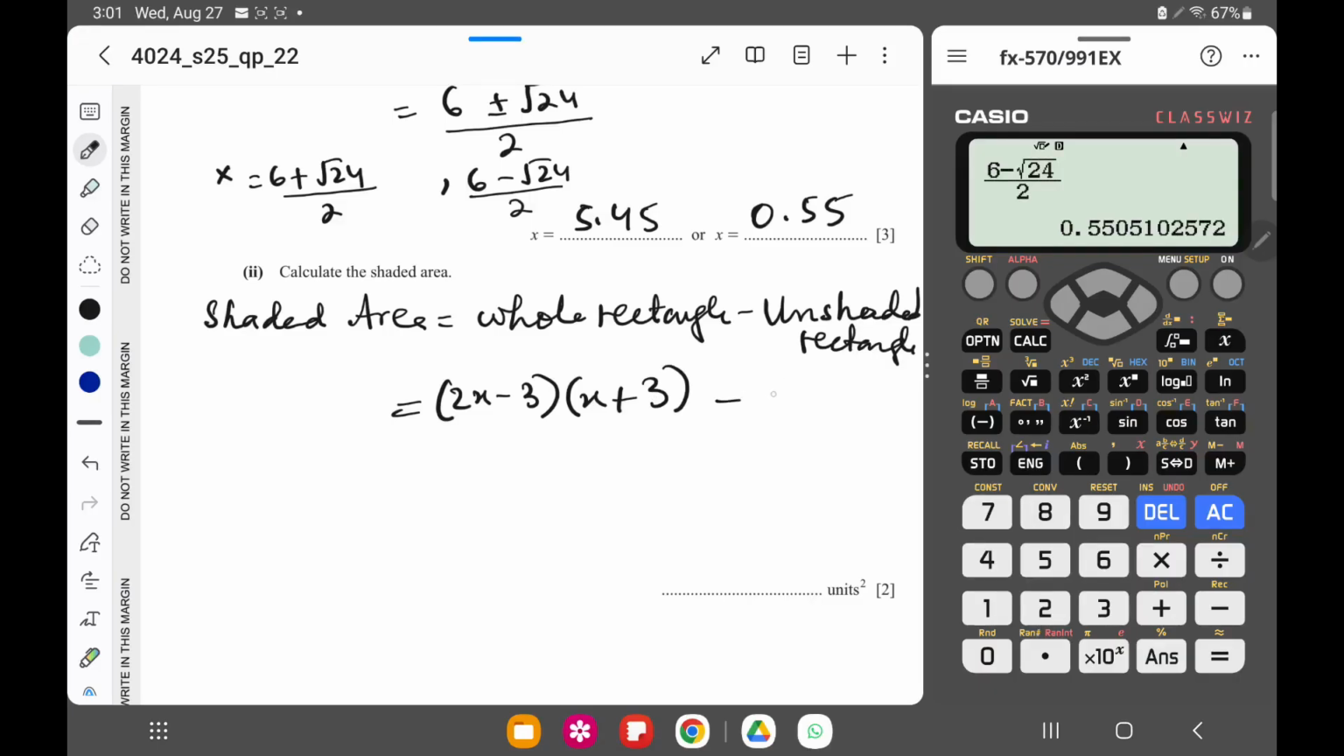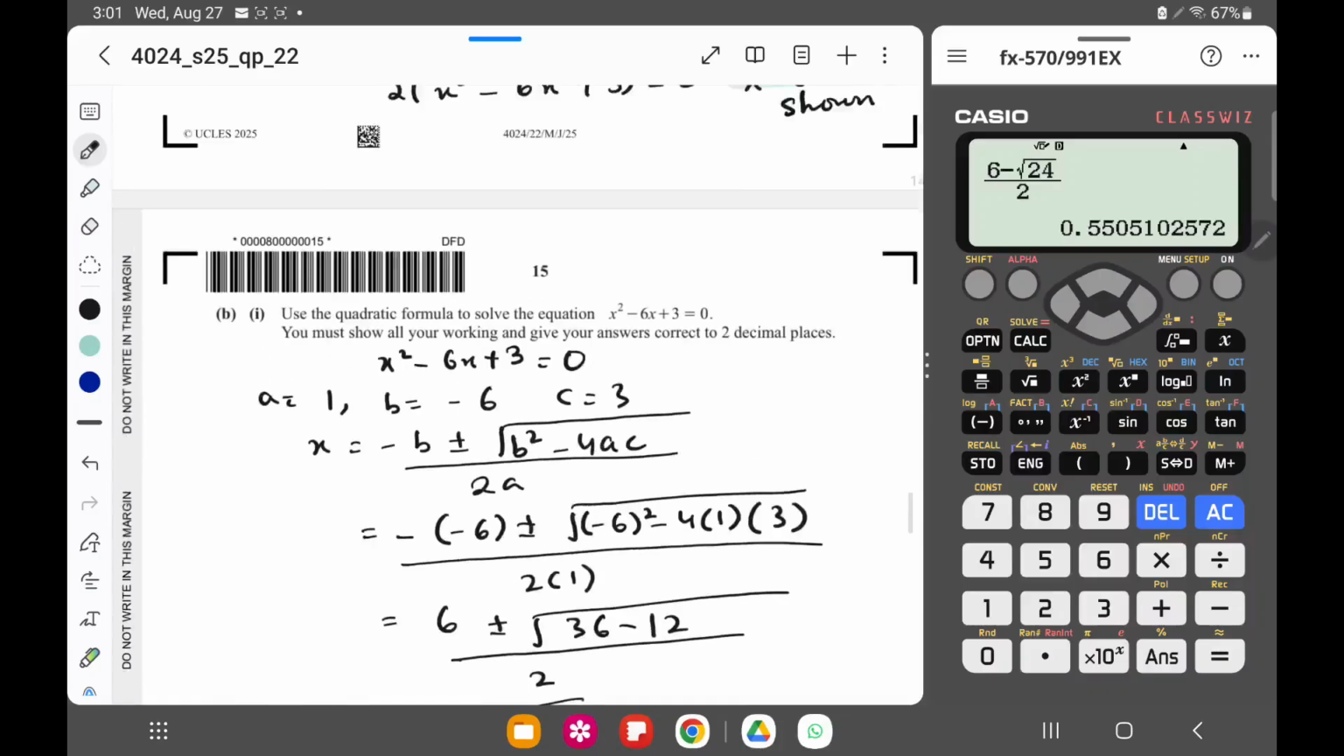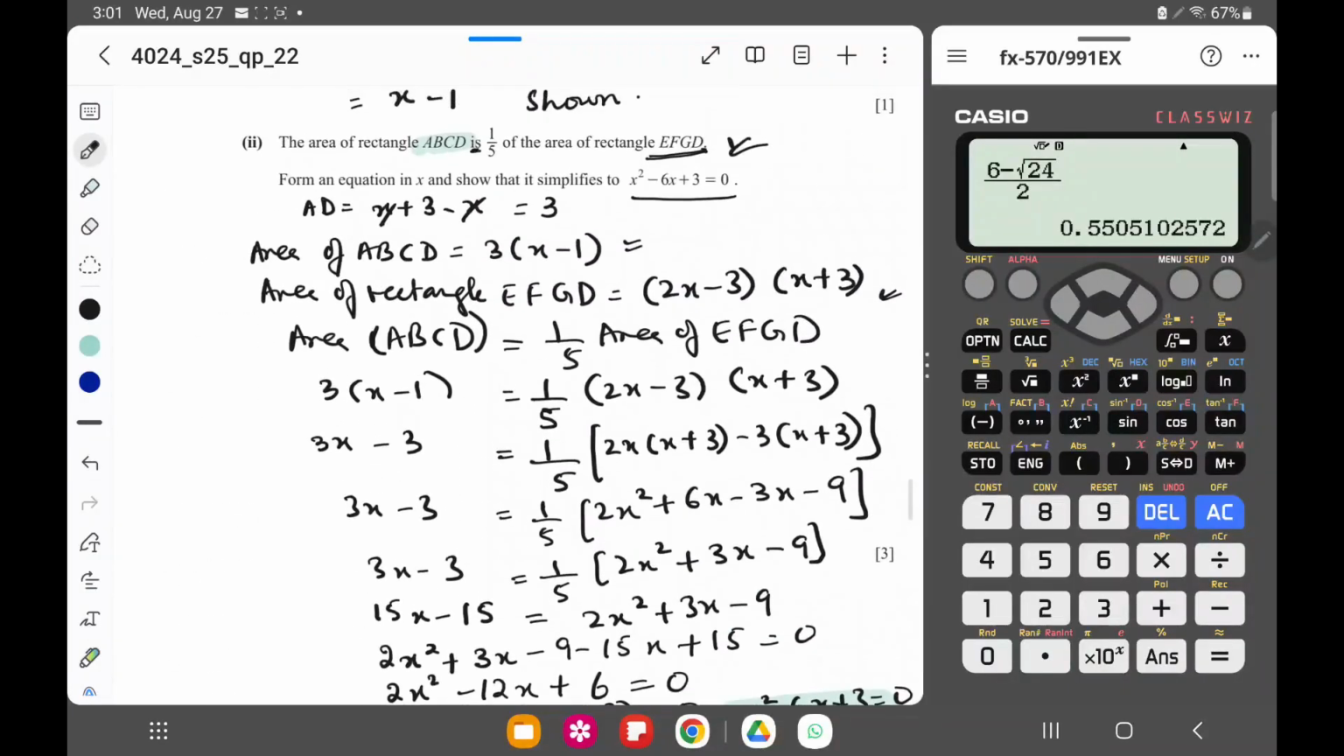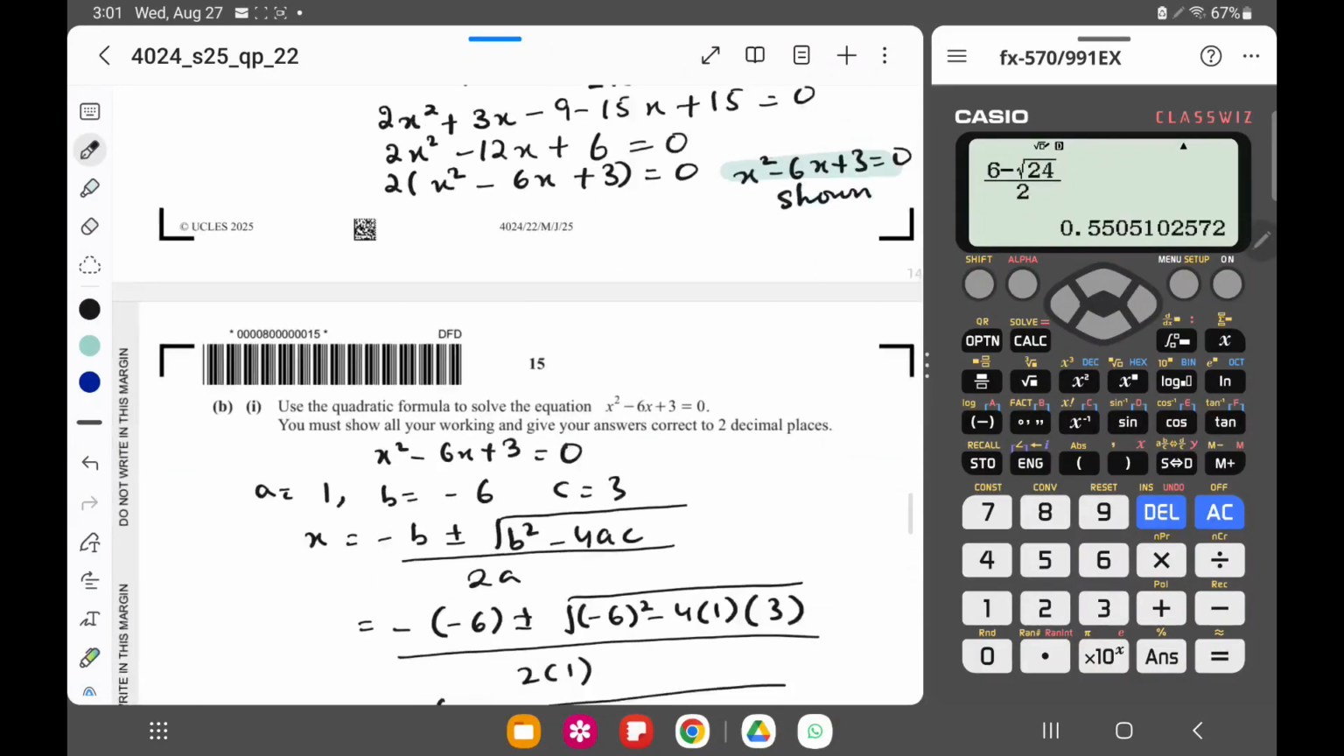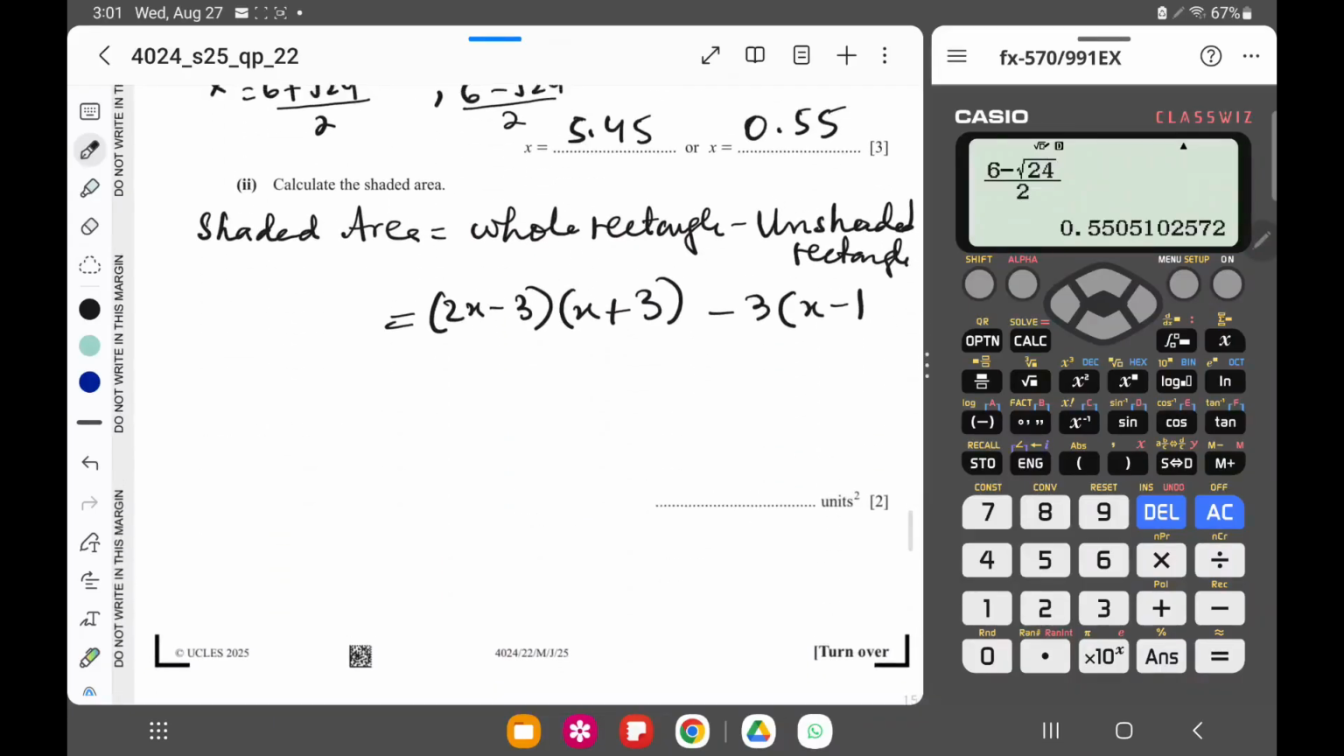And 3 times x minus 1, I think this was 3 times x minus 1, is the ABCD, this one, 3 times x minus 1. So we can simplify and substitute, or if you want you can substitute here. So we will substitute for 5.45, because if we substitute 0.55 in x minus 1, you will get the length in negative, which is not possible. So quickly do it.